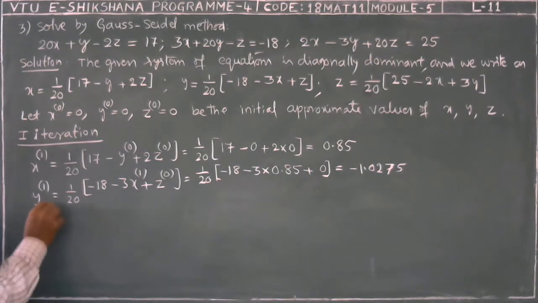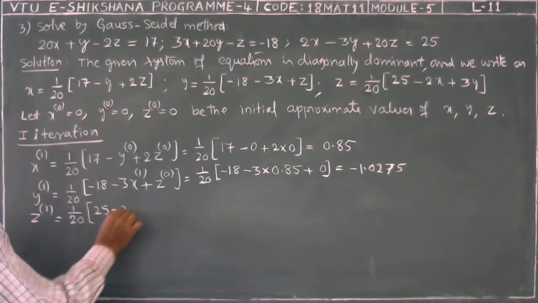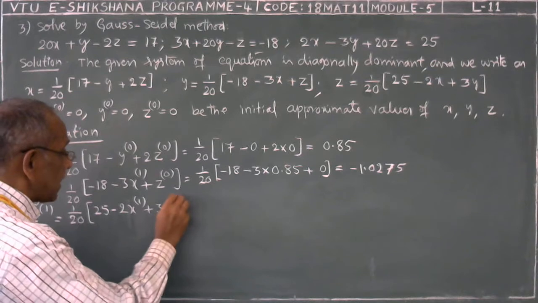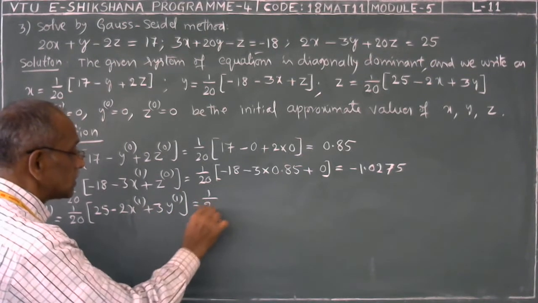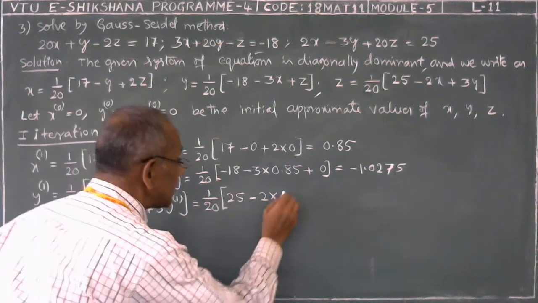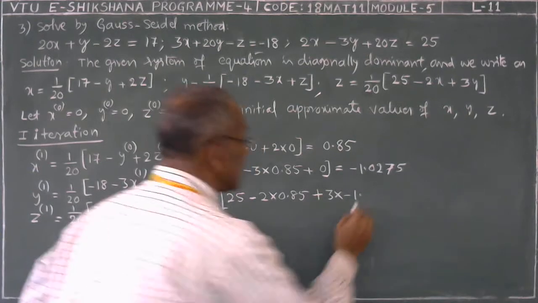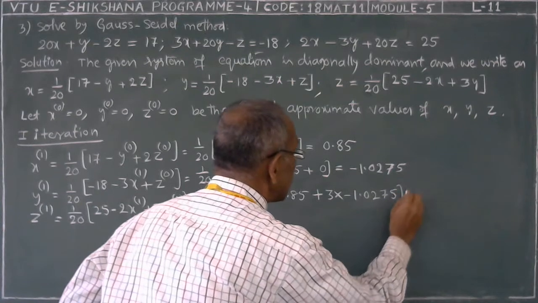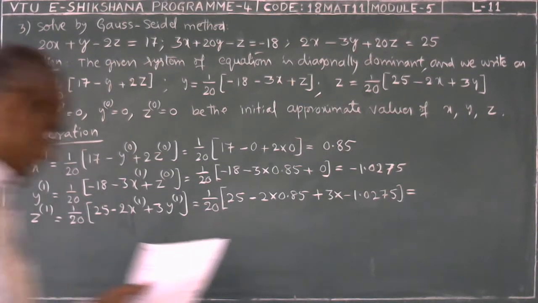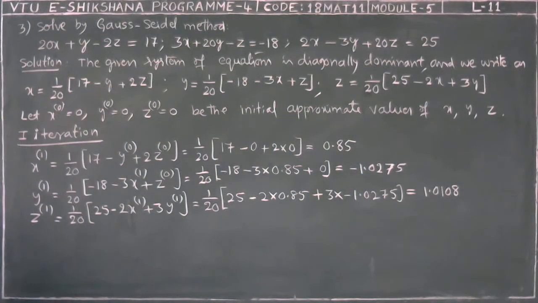Now similarly, the first approximation to z is 1 divided by 20 times 25 minus 2x1 plus 3y1. So this is going to be 1 divided by 20 times 25 minus 2 into 0.85 plus 3 into minus 1.0275. If this is computed carefully with the help of the calculator, you get 1.0108.